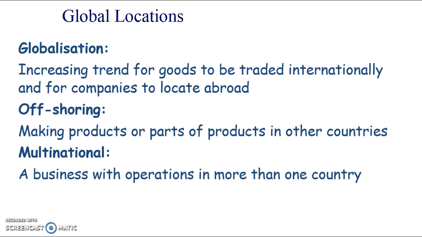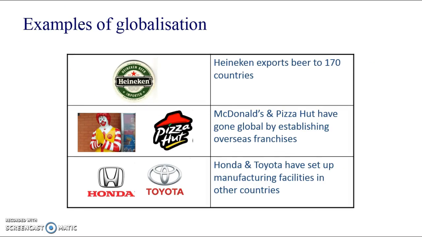Offshoring is making products or parts of products in other countries. So you might have one part of your product, if it's a car, maybe the engine, assembled in a different part of the world. And we'll look at some reasons for that in a second. And multinational, or sometimes called transnational, is a business with operations in more than one country. So these are actually easier if I give you some examples.